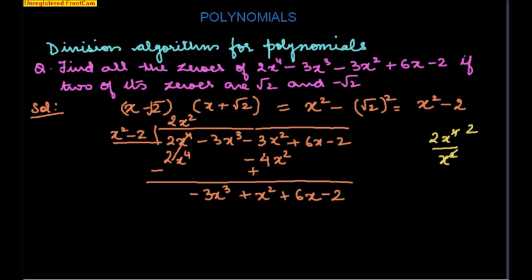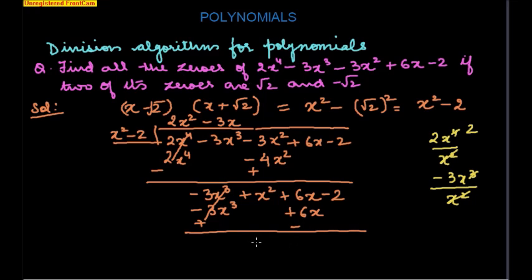Now again we will see the first term here, which is minus 3x cube, and the first term here, which is x square. When you divide, the next term for our quotient becomes minus 3x. So I multiply minus 3x by x square, I get minus 3x cube, and minus 3x into minus 2 gives me plus 6x. I subtract.